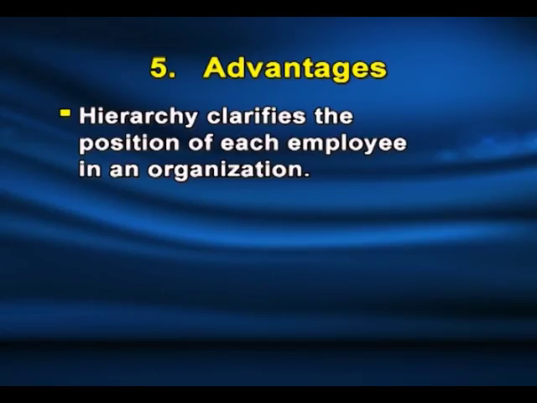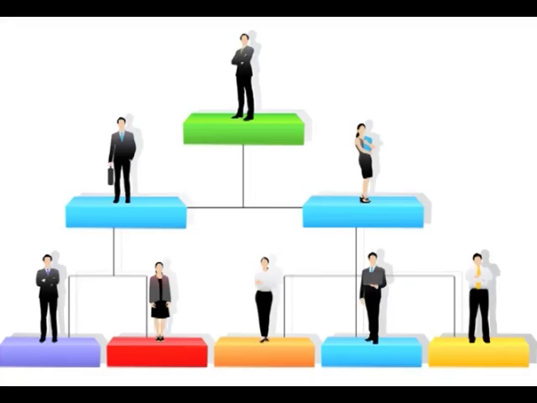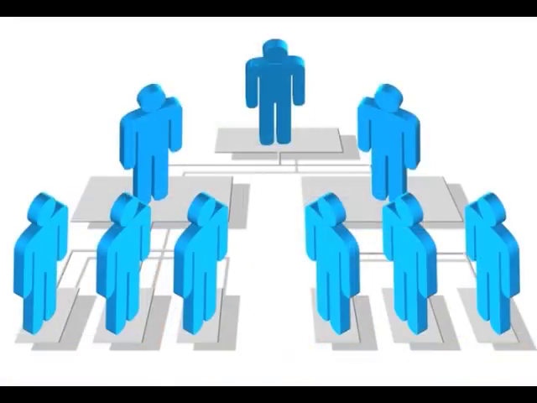At the same time, it relieves the chief executive from less important matters and promotes a sense of belongingness among the subordinates. Lastly, hierarchy clarifies the position of each employee in an organization. In short, hierarchy facilitates communication, ensures delegation of authority, provides different levels of decision making and fixes responsibilities of individuals. It also works as a device of control.